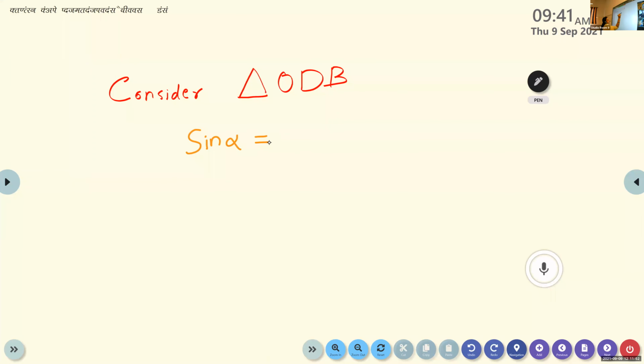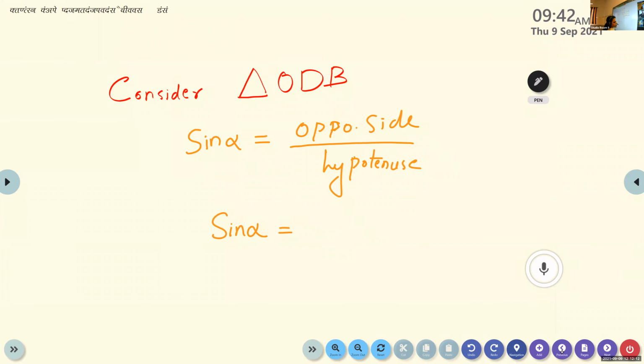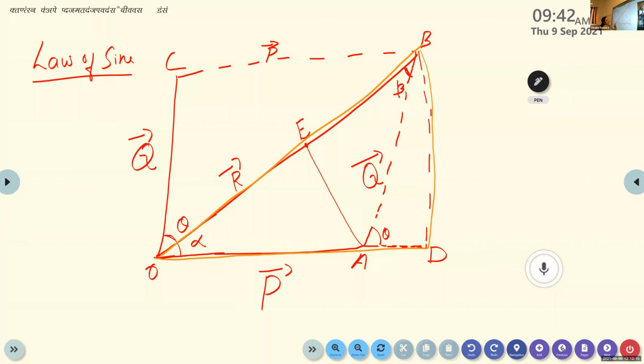We know that sine alpha is equal to opposite side divided by hypotenuse. This is the general expression for calculating sine alpha. From the figure we get sine alpha is equal to, what is the opposite side here? Opposite side of the triangle ODB, here we have alpha. So the opposite side is BD. And what about the hypotenuse? The hypotenuse is represented by OB. What is the value of OB?